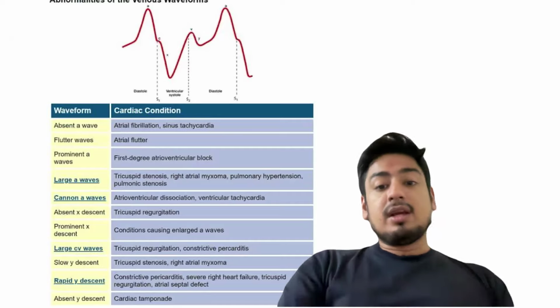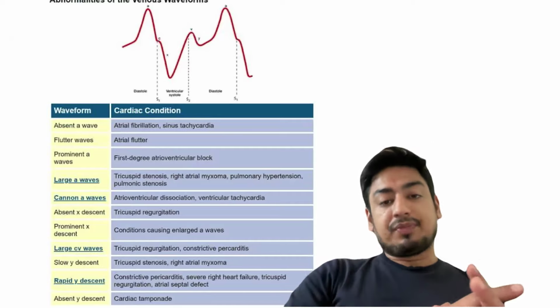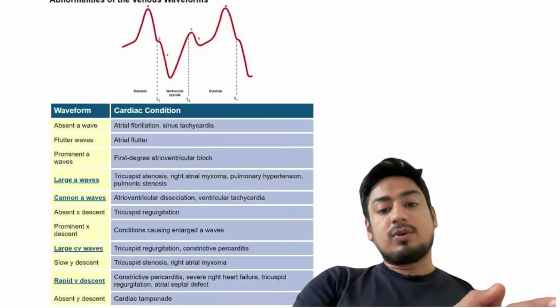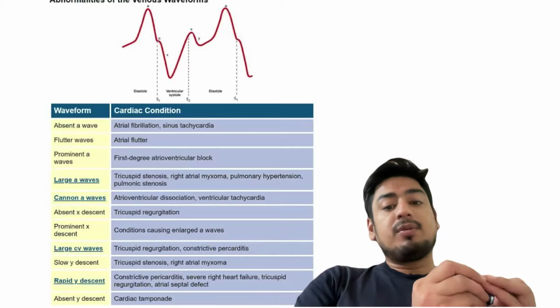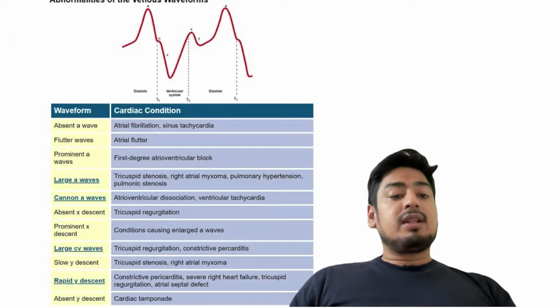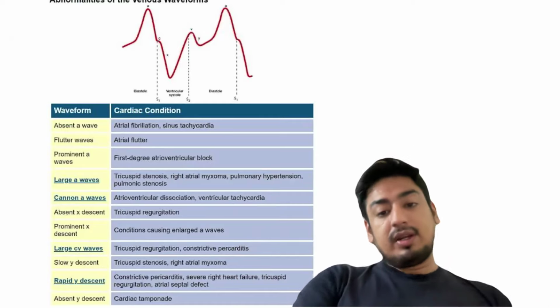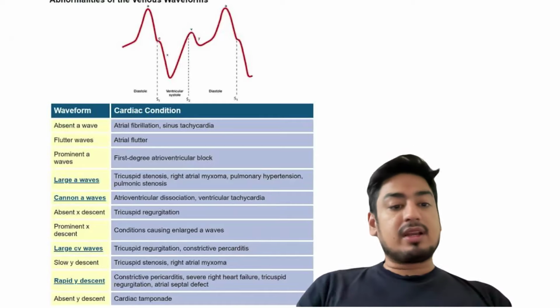Cannon A waves कब आएंगे? जब atria contract करेगा against a closed tricuspid valve. Suppose the tricuspid valve is closed and the atria is contracting. There would be a very large A wave, and that is called Cannon A waves, and it is seen in cases of AV dissociation. And AV dissociation can be because of ventricular tachycardia as well as junctional tachycardia.